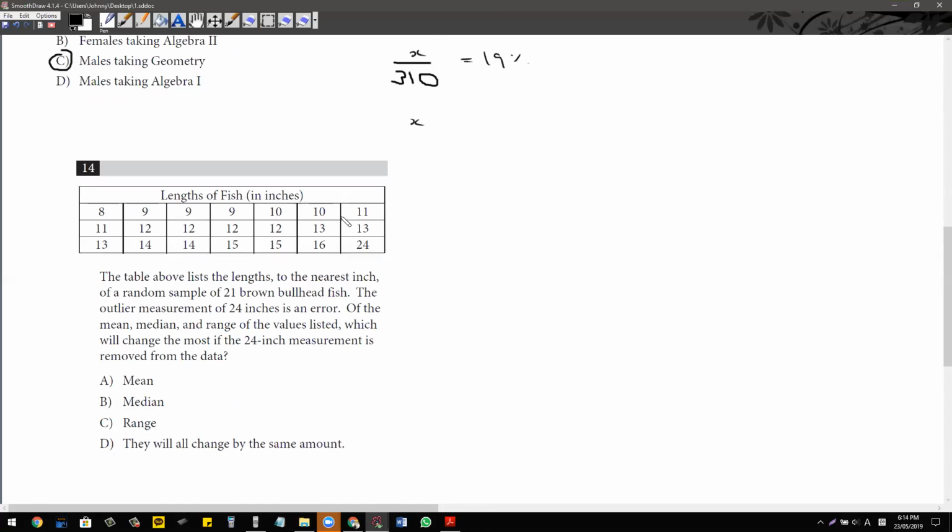So length of fish, like that. So all different fishes. Okay, how many fishes are there? 1, 2, 3. 1, 2, 3, 4, 5, 6, 7. So 27 fish, right? Yeah. So these are lengths. Okay, so they have a bold line there. Anyway, there's 21 brown bullhead fish. So this 24-inch is an error. So that means there is no fish which is 24 inches. Of the mean, median, and range of the values listed, which will change most if the 24-inch measurement is removed from the data?